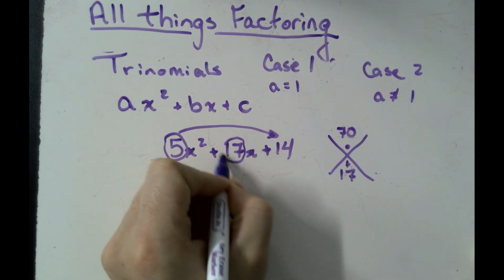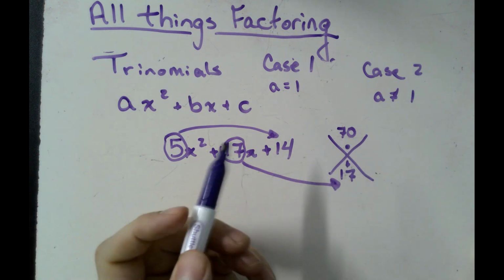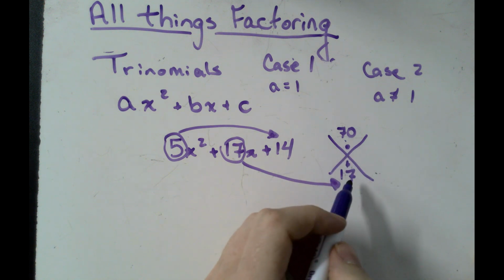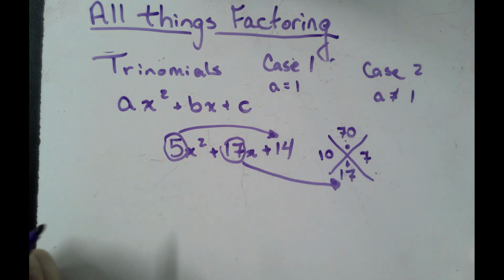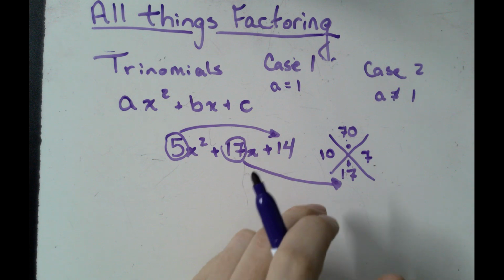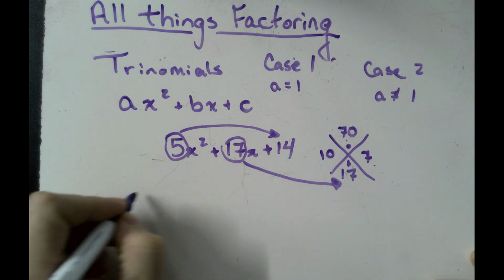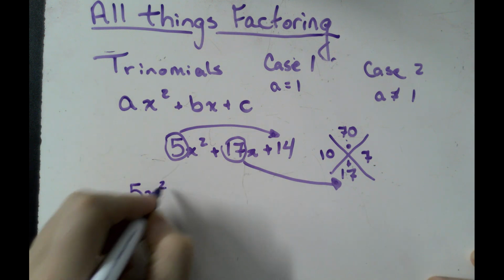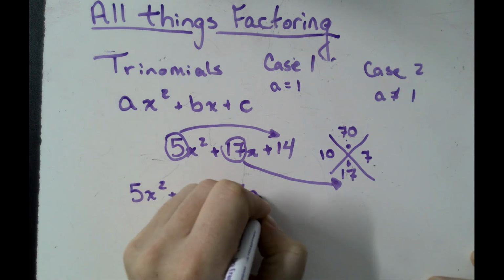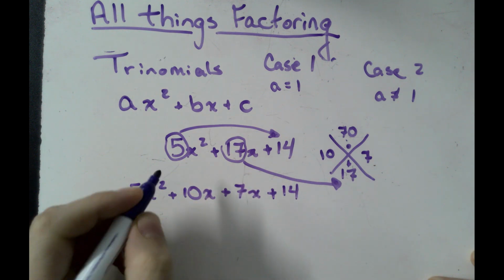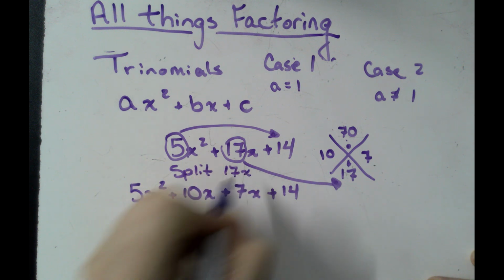So we still kind of pull this number down here. So we're looking at our factors of 70. That must multiply to give me 70, but add to get 17. Well, that's going to be 10 and 7. 10 times 7 is 70. 10 plus 7 is 17. So here's how I rewrite it. 5x squared plus 10x plus 7x plus 14. And what we just did was we split that 17x.